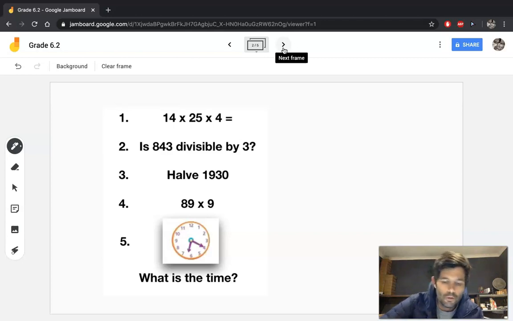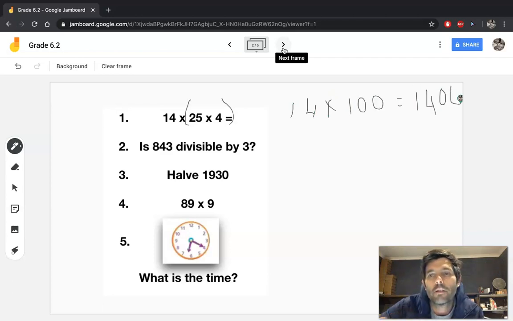So I would first do the 25 multiplied by the 4, okay, and that's going to give me 100. So I then have 14 multiplied by 100, and that's 1,400. Now that, for me, is a lot easier than going 14 multiplied by 25 and then multiplied by the 4. I've just done it mentally, whereas the other one, you would have to write it down.